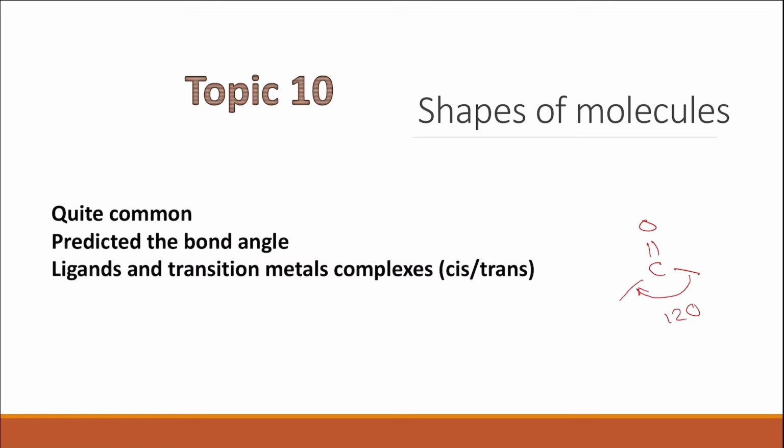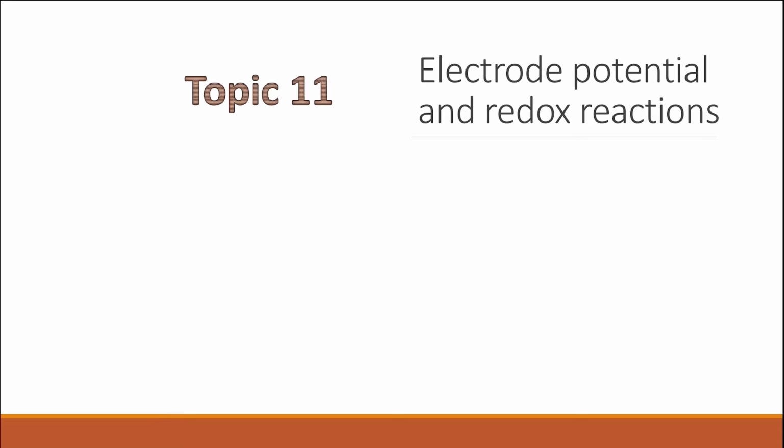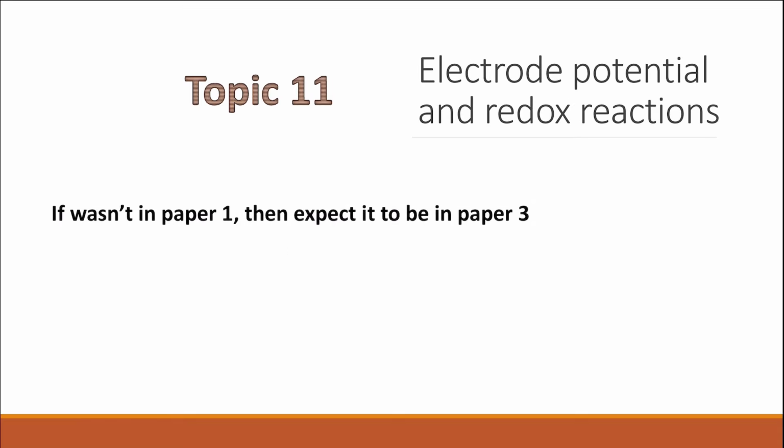In every single exam, there will be some compound that you've never seen before, or never practiced before, and they're going to ask you to predict the bond angle. Also, they can ask about the ligands and transition metal complexes, their shape, and also the cis and trans isomers for these complexes. Electrode potential and redox reaction. Electrode potential itself is not that common, so if it doesn't feature in paper one, it will be in paper three. But if it has already been in paper one, it's quite unlikely that it will be in paper three.